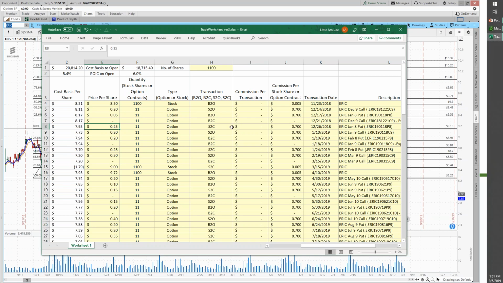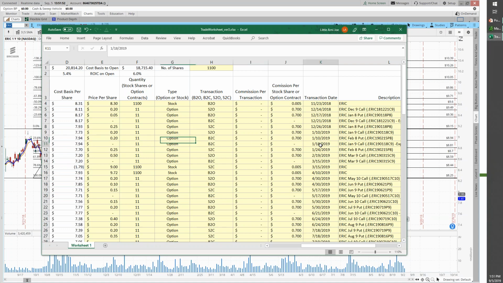And then what did I do? I rinsed and repeated. So on January 10th, I sold my January premium. I bought my February protection down at $8. This time I sold my premium for another 20 cents. I bought my protection. I didn't get as good a deal. I didn't get a nickel. I had to pay 20 cents, but that's fine.